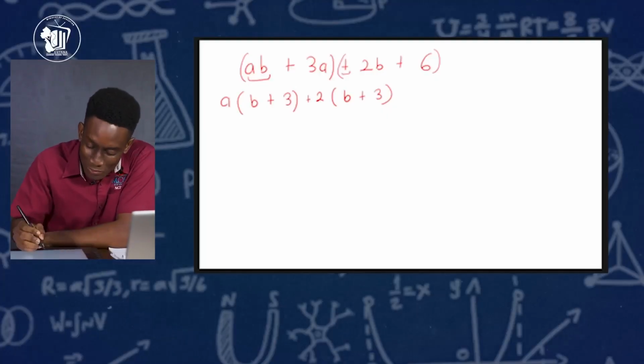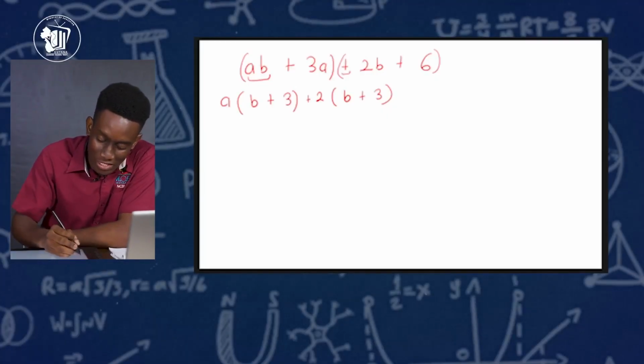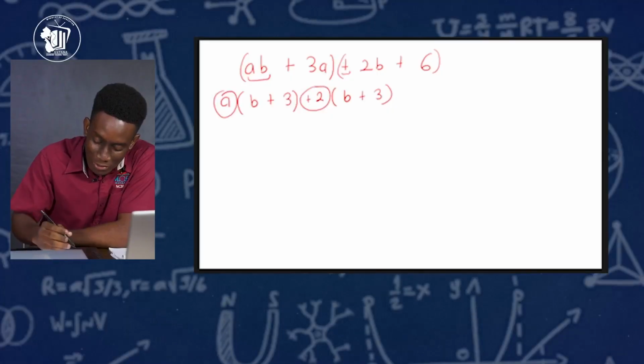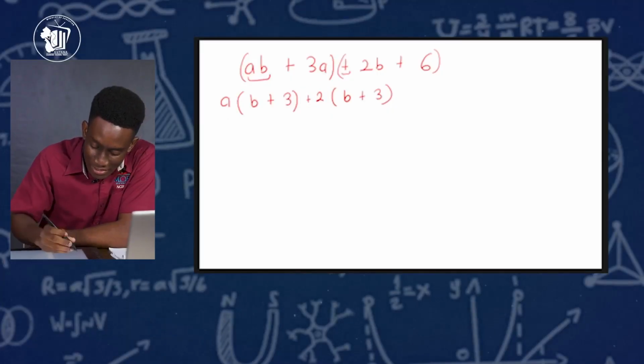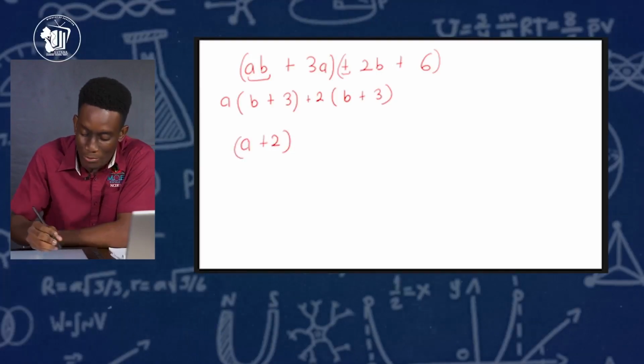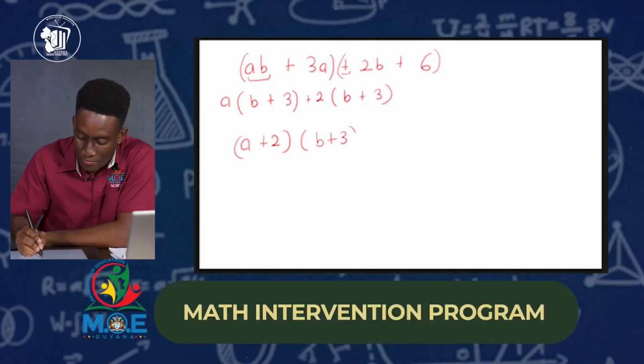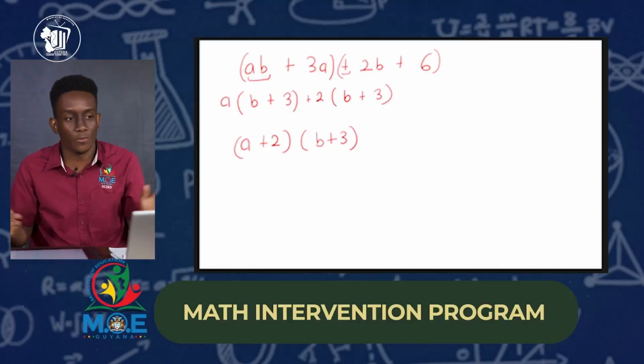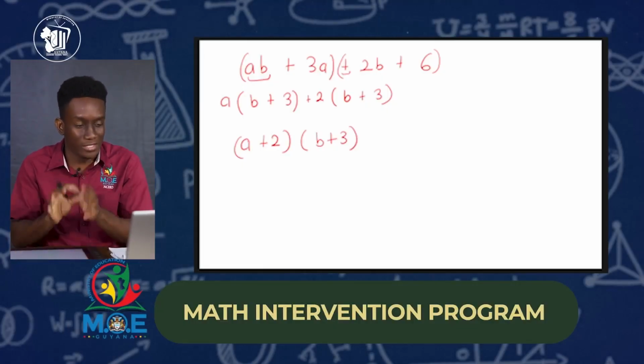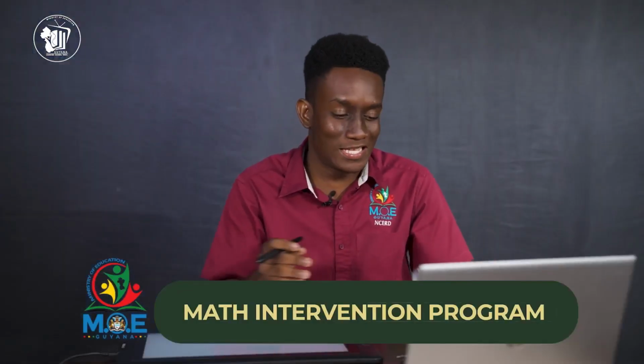So what we do, just like what we did in the previous example, we take what is outside the bracket and we put that in a bracket by itself. So this will be A plus 2 in a bracket. And then we bring down one of the brackets that we had. And this will be B plus 3. And that is how you factorize this example. So let's look at the last example.